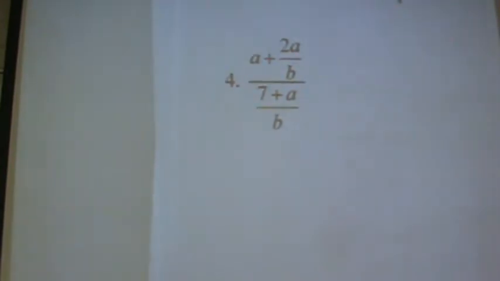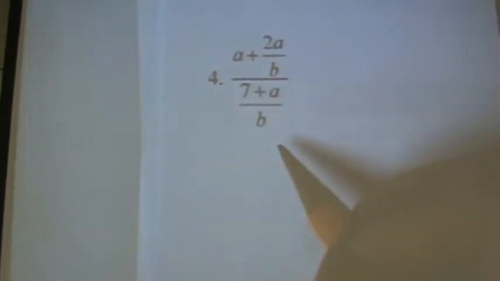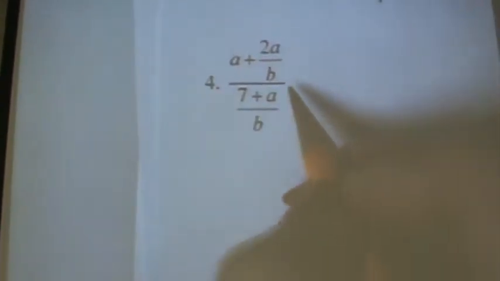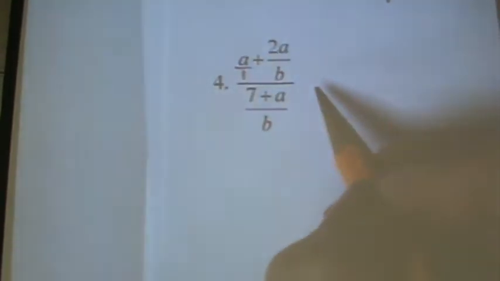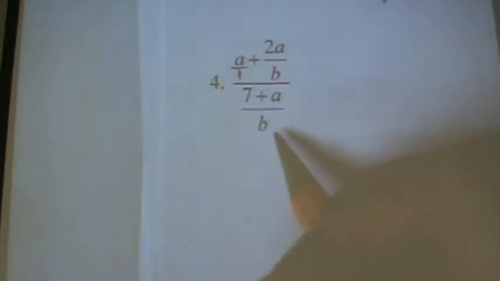Okay, now they get a little difficult. A little bit more difficult. Right now, in this complex fraction, we actually have 2 fractions in the numerator. We have 1 fraction in the denominator, that's okay. But we have to get these 2 to merge. So what's the common denominator here? What do I need to multiply? Good. I'm gonna multiply this by B and this by B.